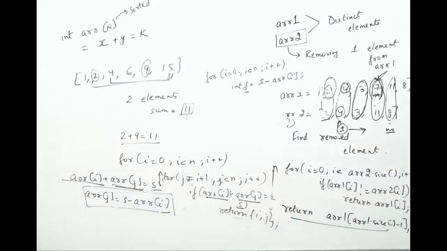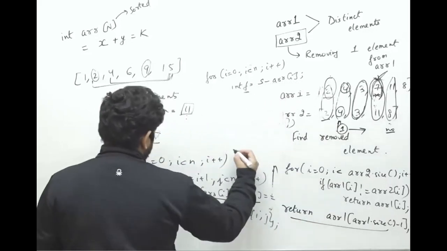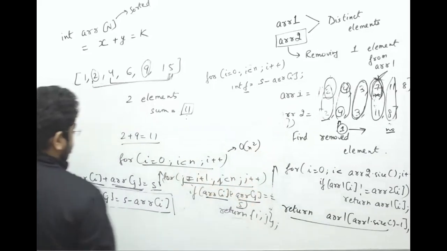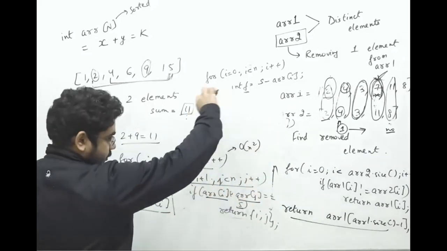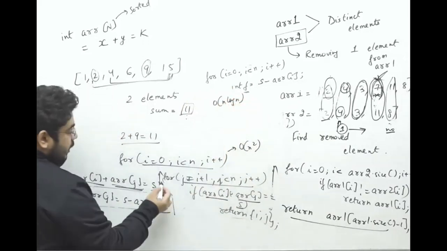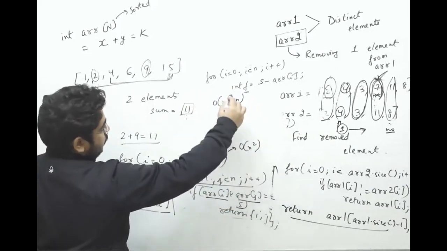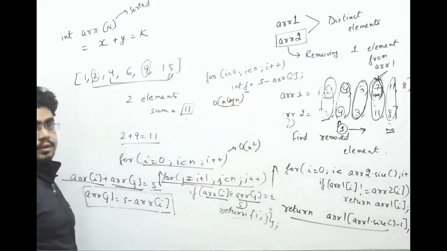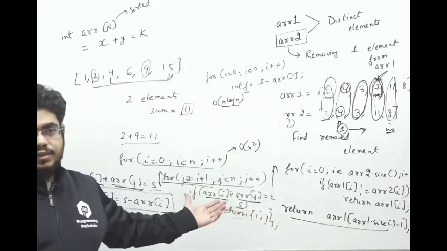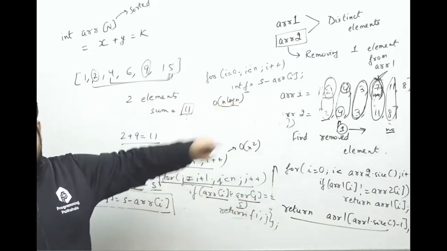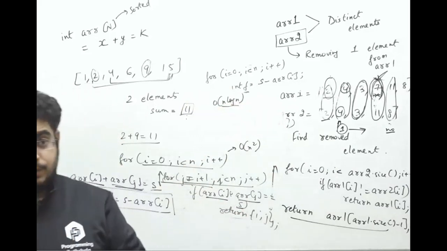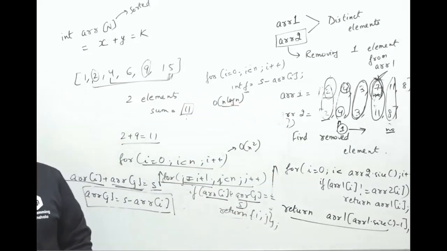So the initial approach was n square because we had two loops. Now we have improved it to n log n, because earlier it was linear search, so it was n into n. Now it's binary search, so it's n into log n. Does that make sense to everyone? Why is it n log n? Because we have replaced this n search with a log n search, or binary search. That is the only thing we have done. N log n.